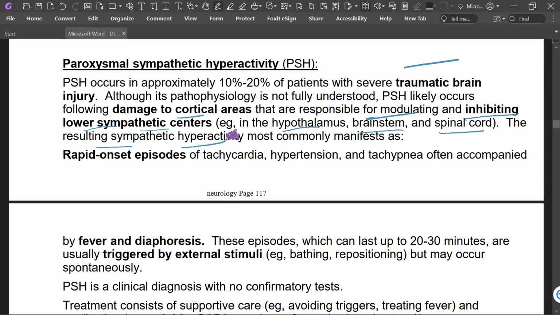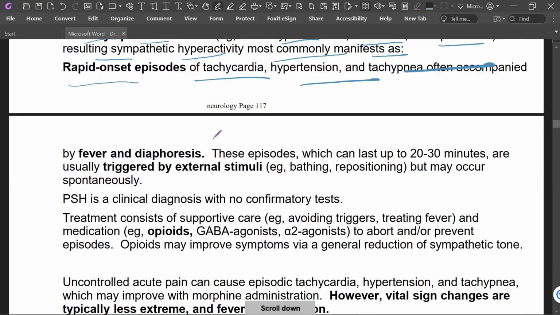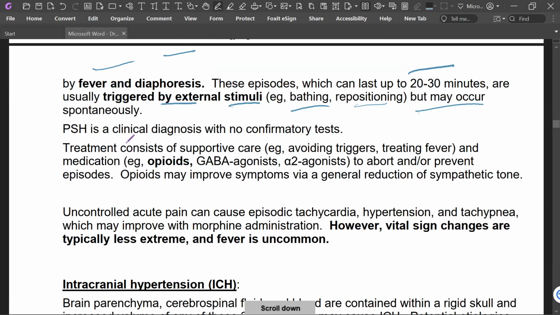The resulting sympathetic hyperactivity most commonly manifests as rapid onset tachycardia, hypertension, and tachypnea, followed by fever and diaphoresis. These episodes can last up to 20 to 30 minutes and are usually triggered by external stimuli like bathing and repositioning, but may occur spontaneously. Paroxysmal sympathetic hyperactivity is a clinical diagnosis with no confirmatory test.